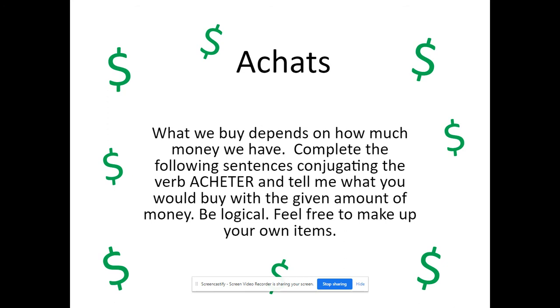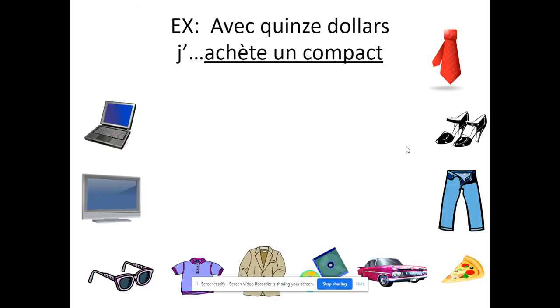All right, so let me walk you through an example. Okay, so for each one, I'll give you an amount of dollars. You're going to have to conjugate the verb acheter with the subject, and then you can pick one of these objects illustrated here, or you can come up with your own thing if you want.